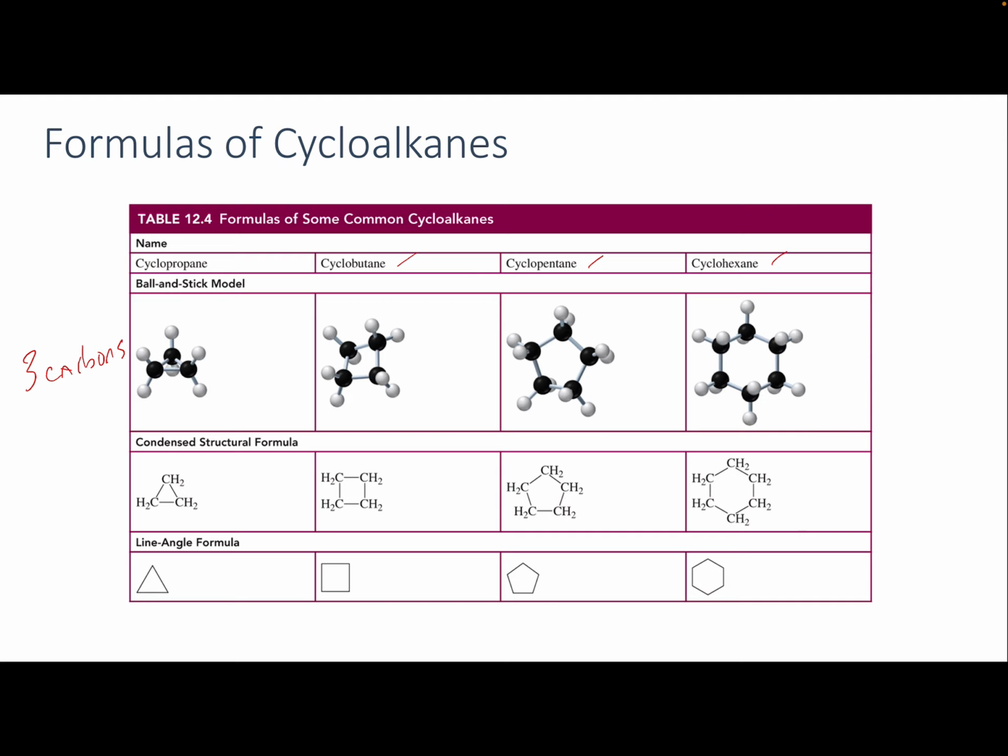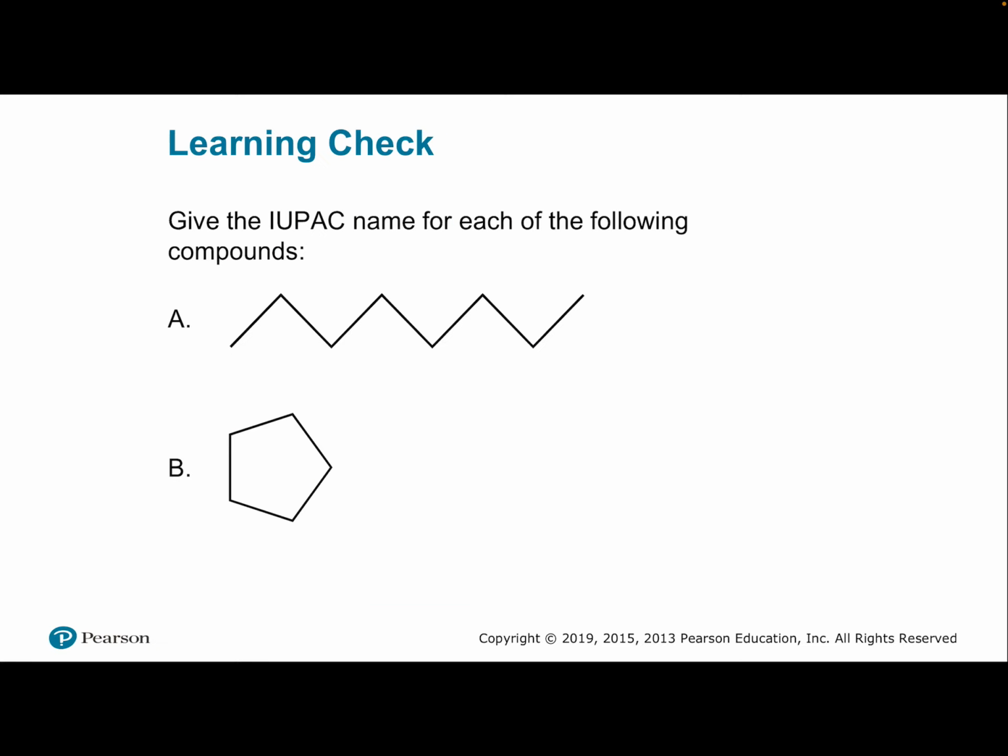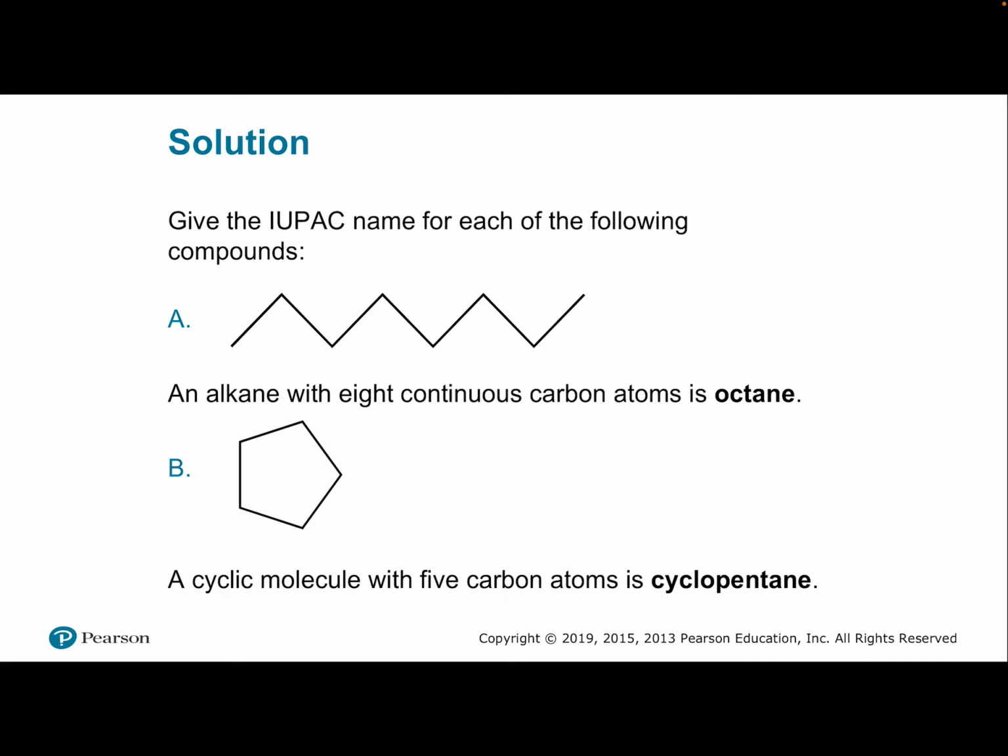We could also name these with substituents. If we were naming a cyclic compound with a substituent on it, in fact, we'll do an example here. So first you try to do these. So pause it, name these. Give it a shot. Hopefully you would have counted this line angle correctly to see that there were 8 carbons, therefore octane. Hopefully you noticed that the corners in this cyclic compound numbered 5, which would have been cyclopentane.